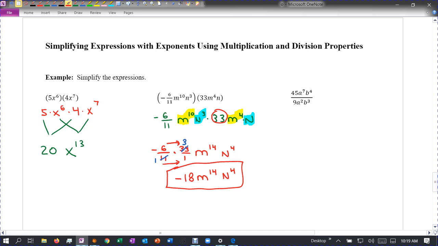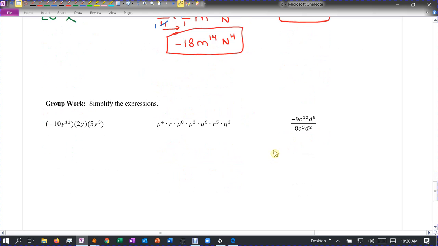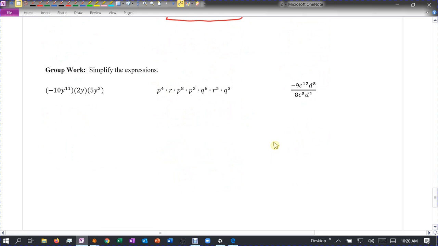Okay, the next problem we have division. So we have to be a little careful here. We're going to do 45 and divide that by 9. Luckily for us, that's a nice number, 5. And then when we do the a's, a to the 7th over a squared, we're going to subtract exponents. So 7 take away 2 is 5. And then we do the b's, those have a common base. B to the 4th over b to the 3rd, you subtract. 4 minus 3 is 1, so we just get b. And that's it.